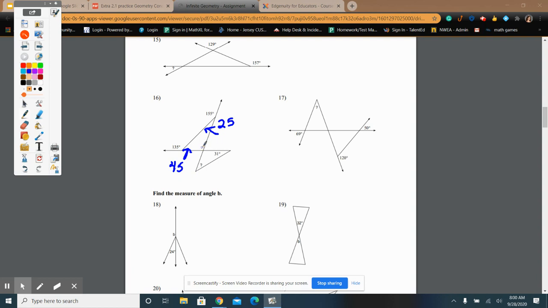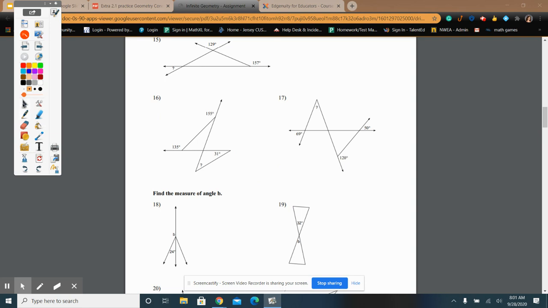Now we can find the last inside piece of this triangle, because triangles add to 180. 180 minus 25 minus 45. And that's 110 degrees for that last angle of the triangle. But we know these two are kissing, so this angle is also 110. And now we know two angles of this bottom triangle, and we can find the third angle by taking 180 minus 110 minus 31, and we'll get 39 degrees for that last question mark angle.